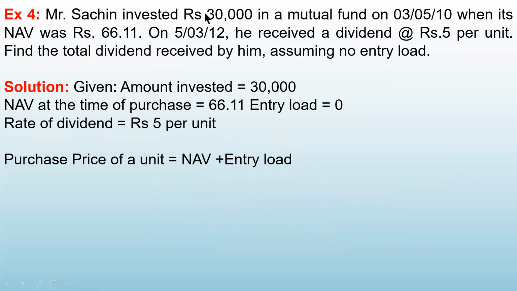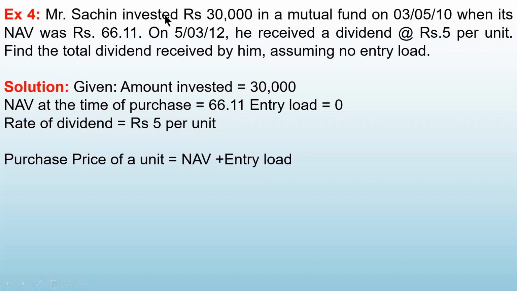Mr. Sachin invested rupees 30,000 in a mutual fund on 3rd March when its NAV was 66.11. On 5th of March, he received a dividend at the rate of rupees 5 per unit. Find the total dividend received by him, assuming that there is no entry load. As usual, we will first read the question and write down what is given to us.